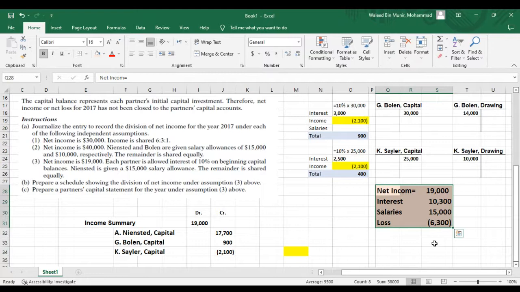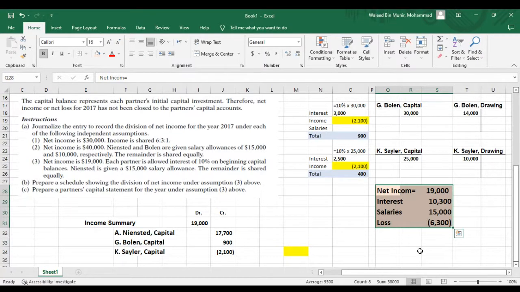Is it clear? This is because otherwise you will not understand. Yeah, doctor. Because interest and salaries, it's credit. No, no. First of all, we'll come to it. Here we're not talking about credit or debit. Understand? Here we have to make entries only.